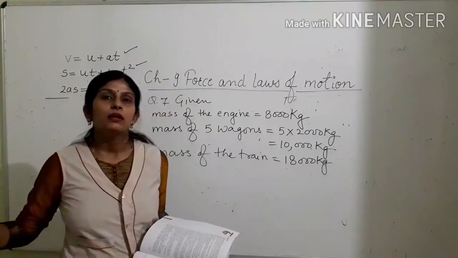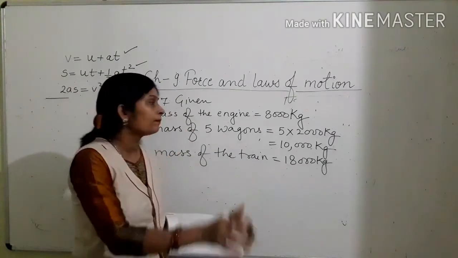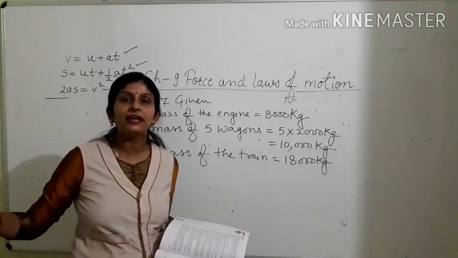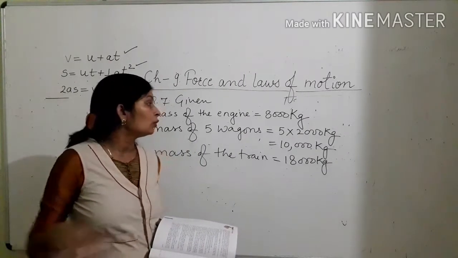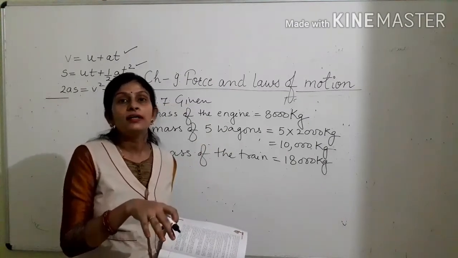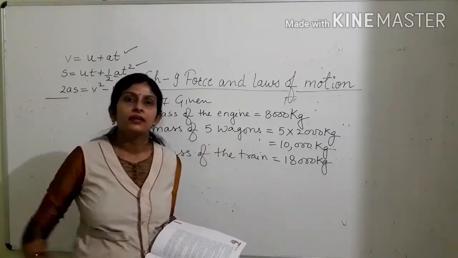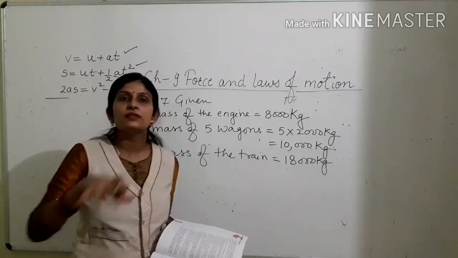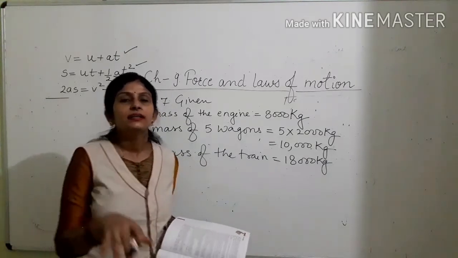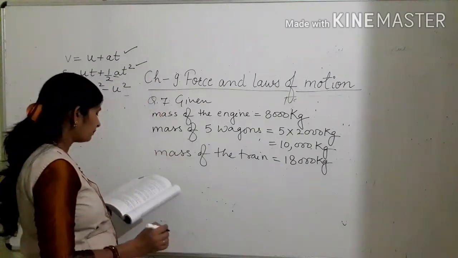A train consists of an engine having a mass of 8,000 kilogram. At the back of it there are 5 wagons. Total mass of 5 wagons is 10,000 kilogram. So what is the total mass of the train? Mass of the engine plus mass of 5 wagons means 8,000 plus 10,000, that is 18,000 kilogram.